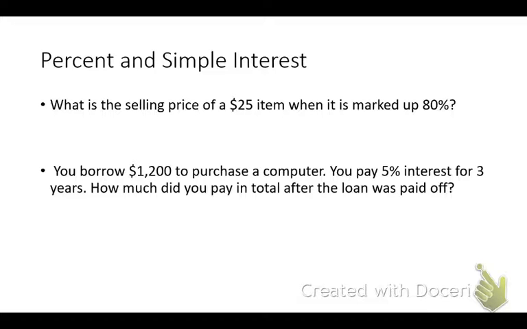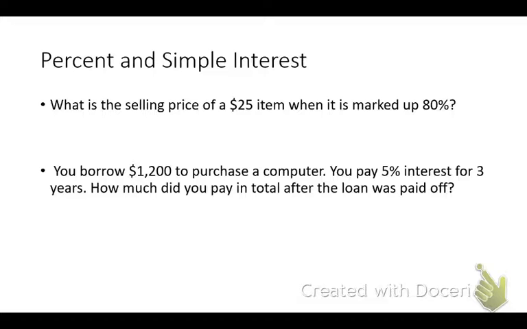All right, so you borrow $1,200 to purchase a computer. You pay 5% interest for 3 years. How much did you pay in total after the loan was paid off? All right, so you're going to need a formula. Hopefully, you can figure that out pretty quickly and work together to find your answer.